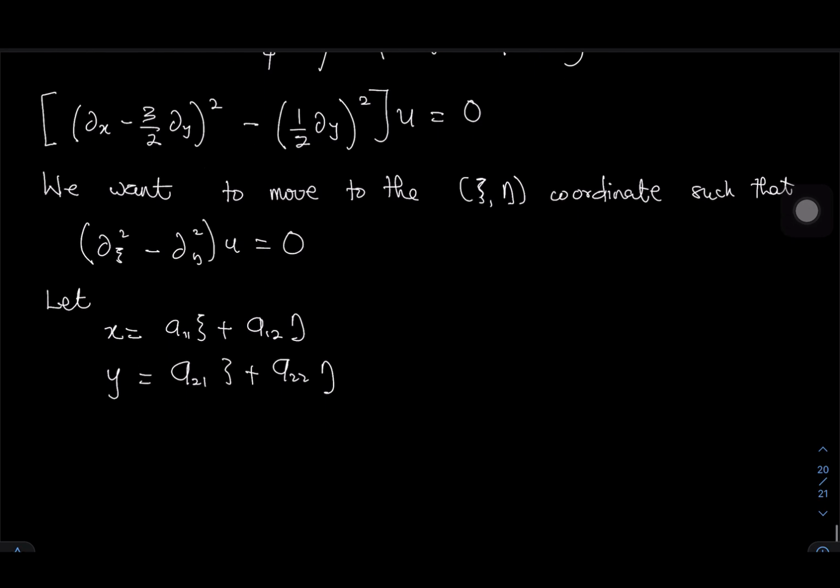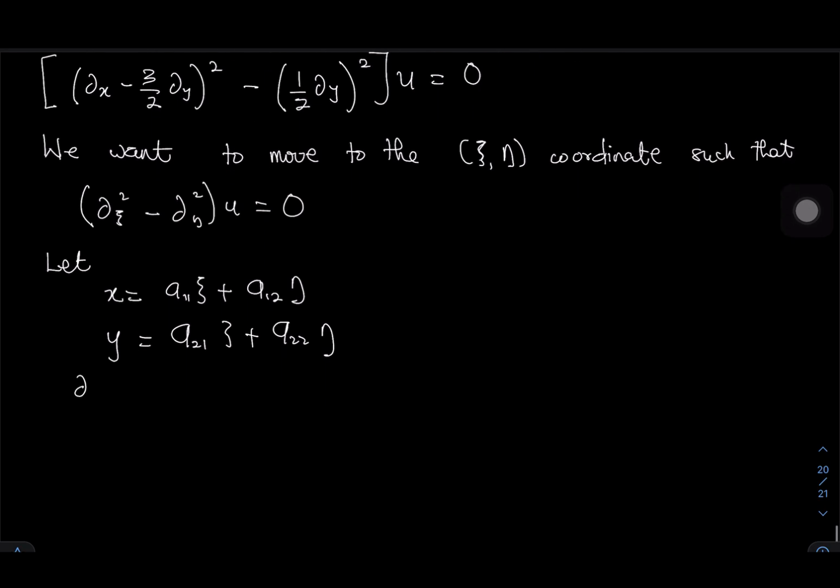Now we know that del xi of u is equal to the derivative of u with respect to x, multiplying the derivative of x with respect to xi.